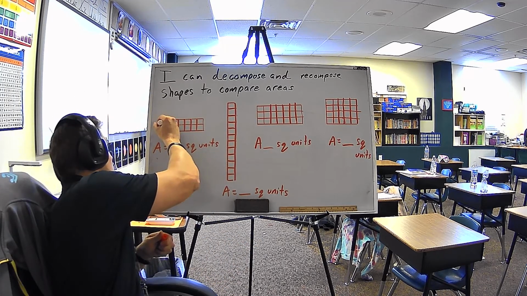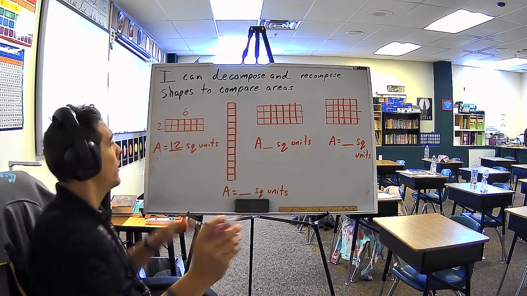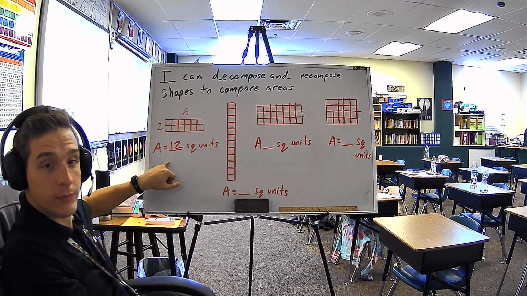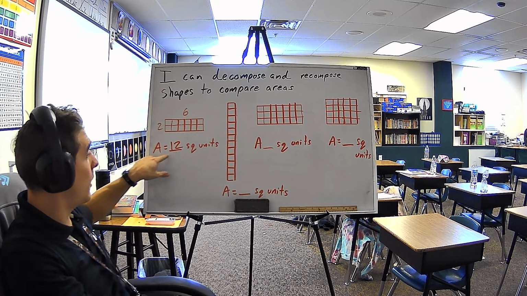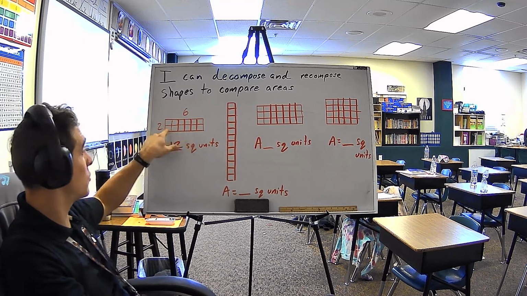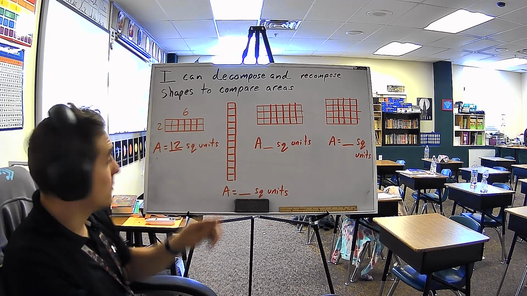You can say there's two groups here, there's 6 at the top, so 12. And so for this one, I have 12. This has an area of 12 square units, because there's 12 of these squares, little teeny tiny units. So this one has 12 square units.